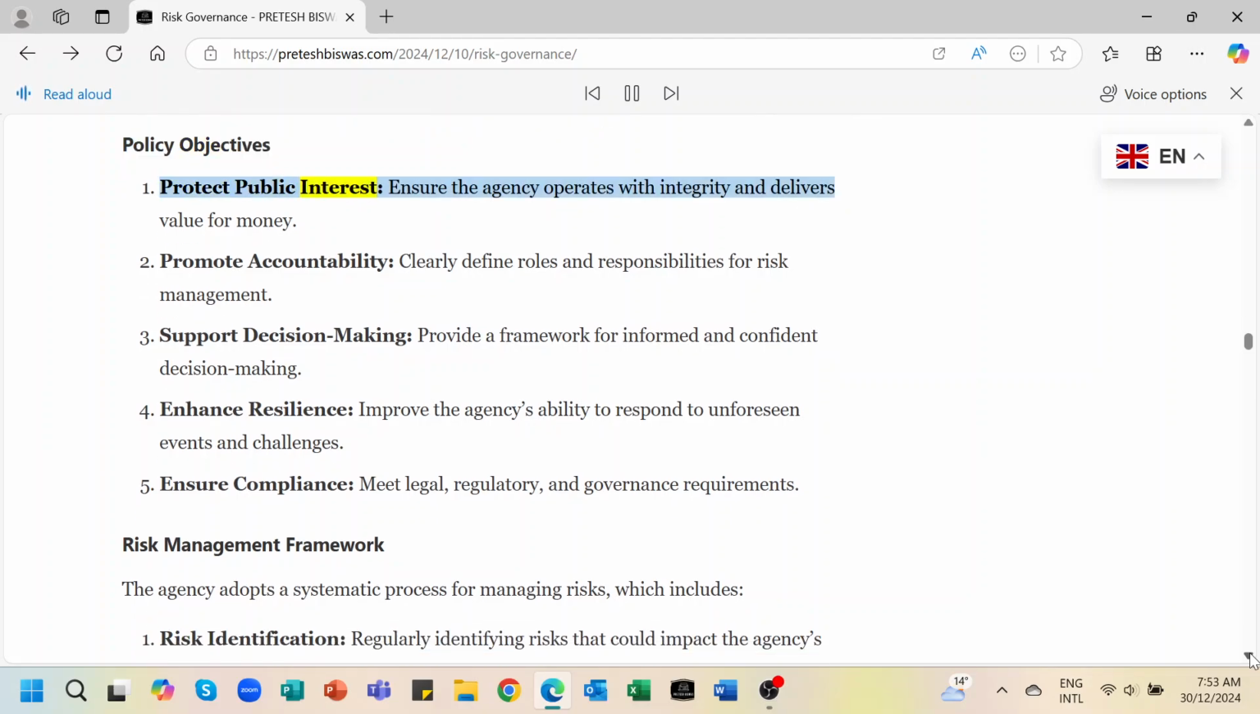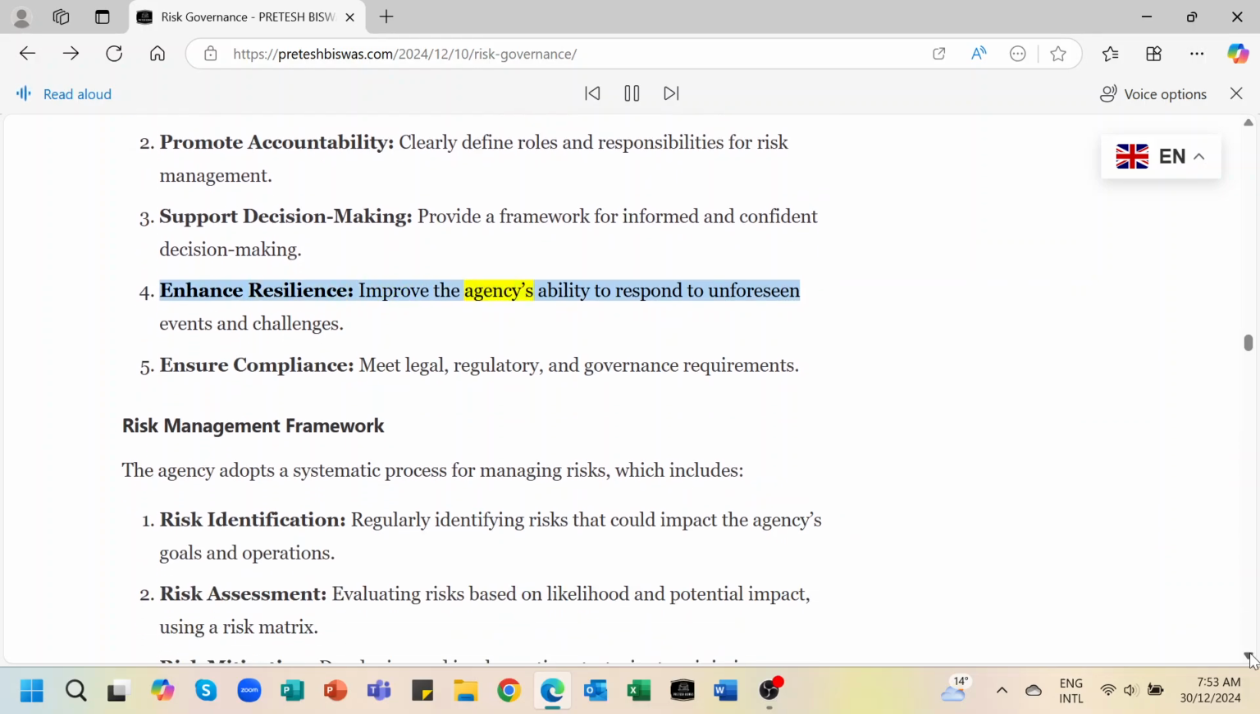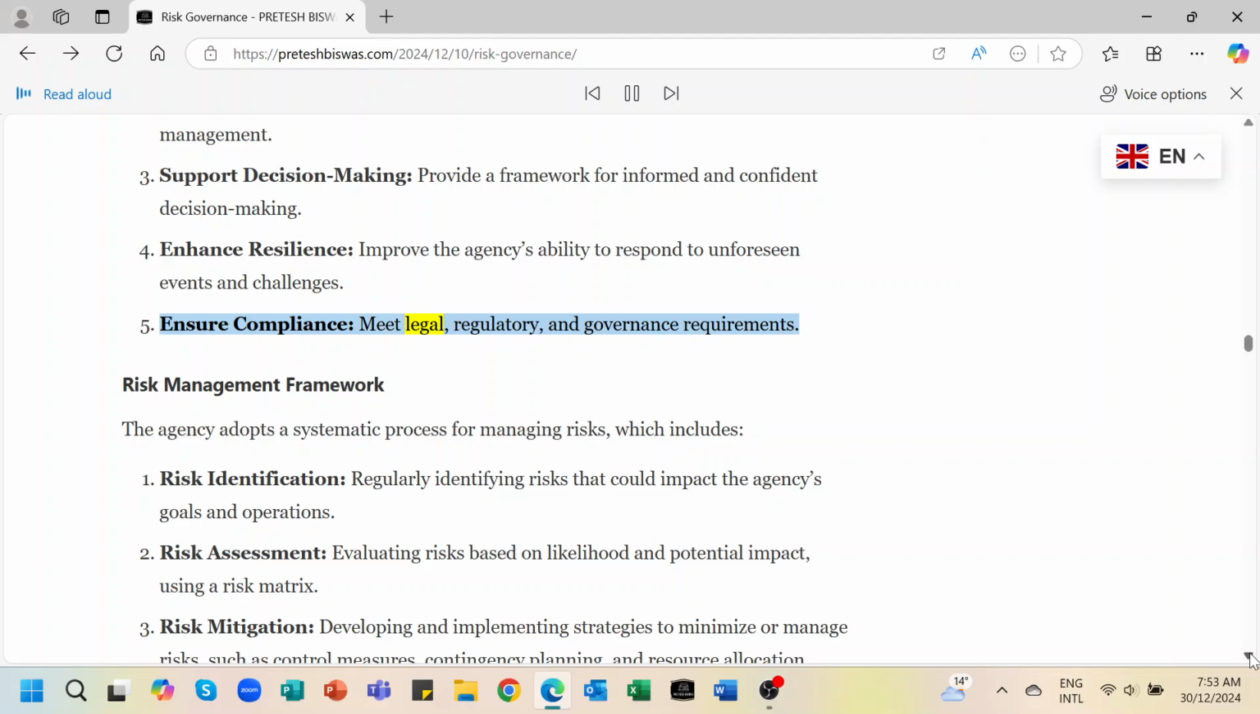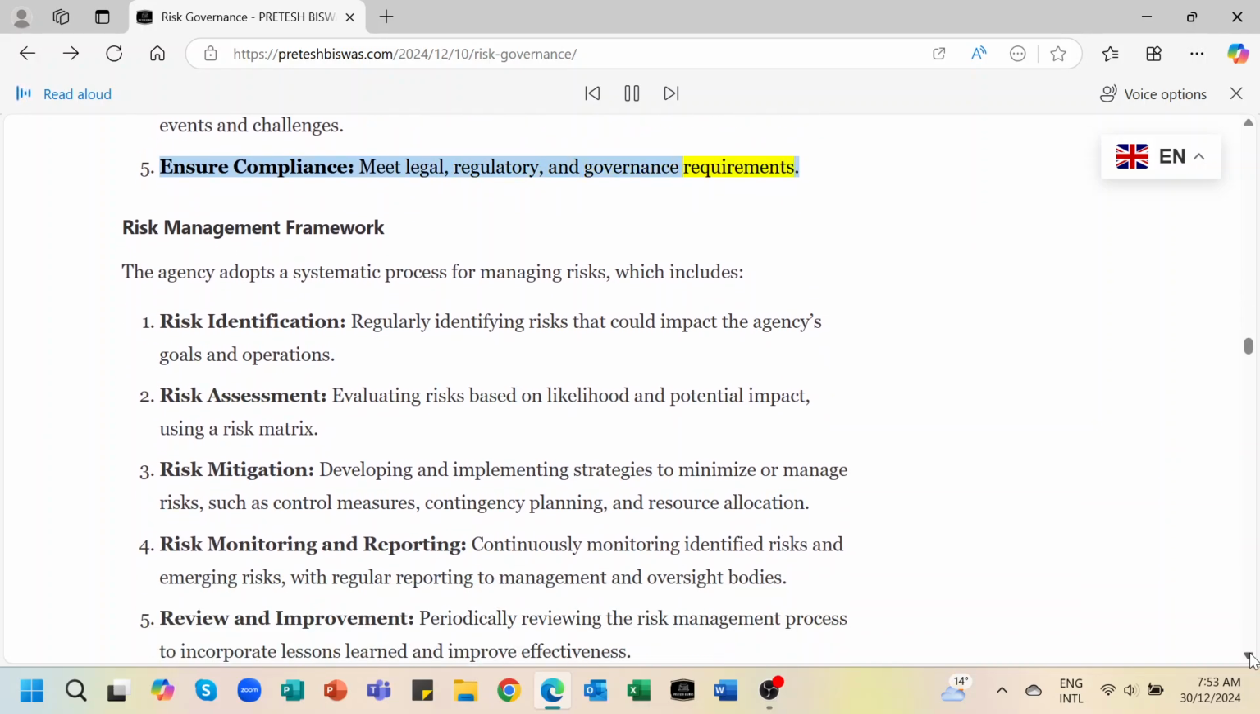Protect public interest. Ensure the agency operates with integrity and delivers value for money. Promote accountability. Clearly define roles and responsibilities for risk management. Support decision-making. Provide a framework for informed and confident decision-making. Enhance resilience. Improve the agency's ability to respond to unforeseen events and challenges. Ensure compliance. Meet legal, regulatory, and governance requirements.